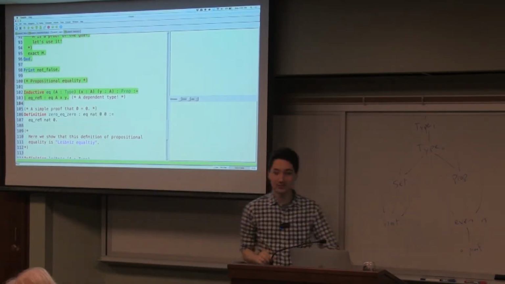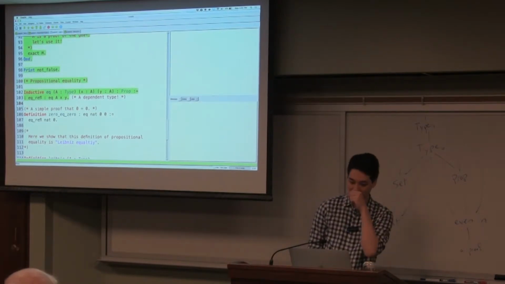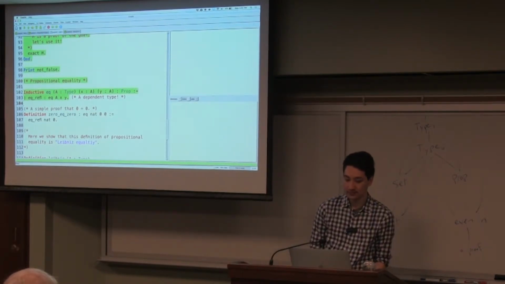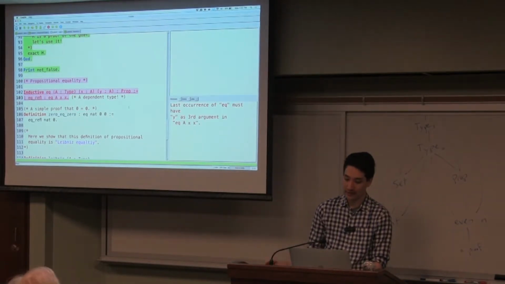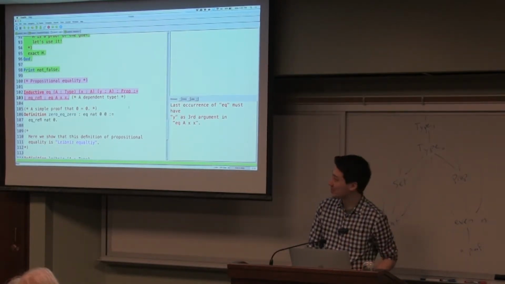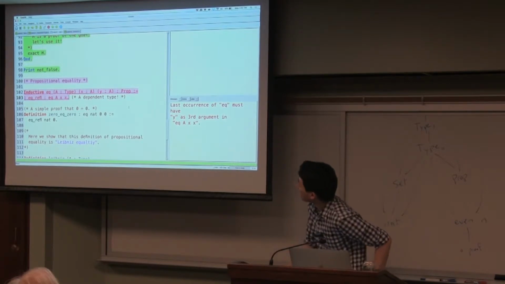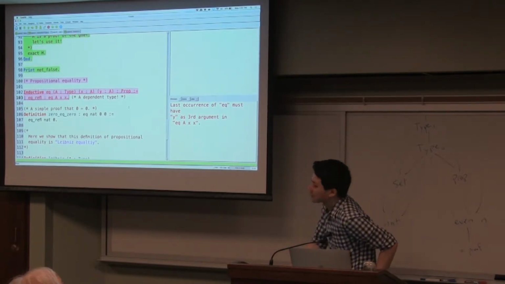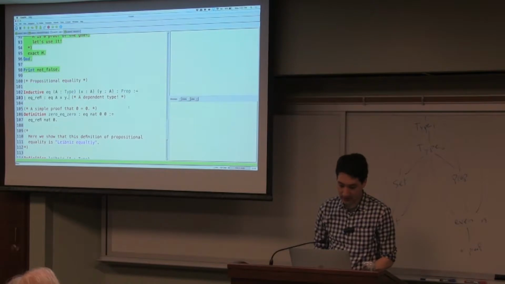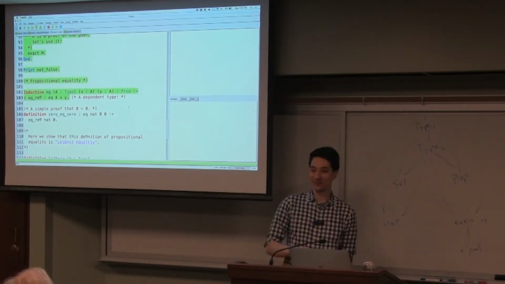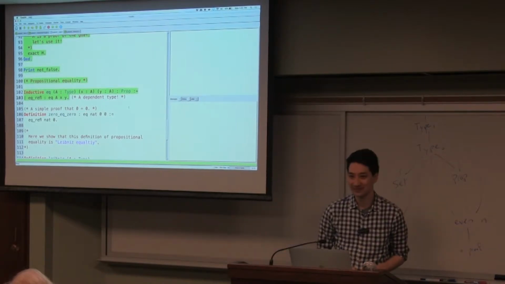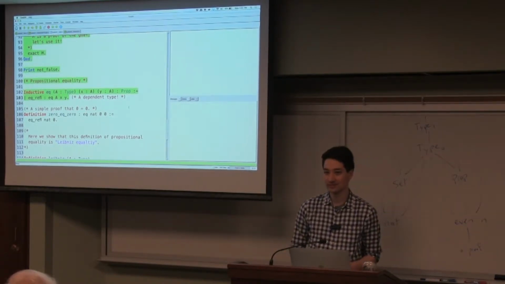So what if you put x on the second one? You mean like this? Yes. That's it. So it doesn't type check. Did it type check the other one? Yeah, this is a valid type. It's just not the type I meant to write.